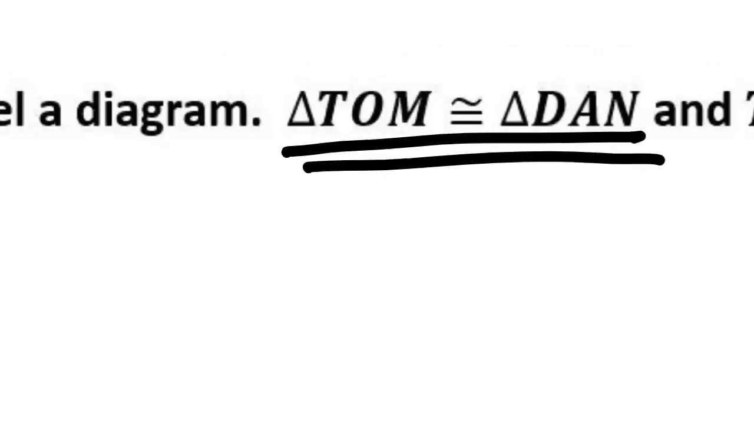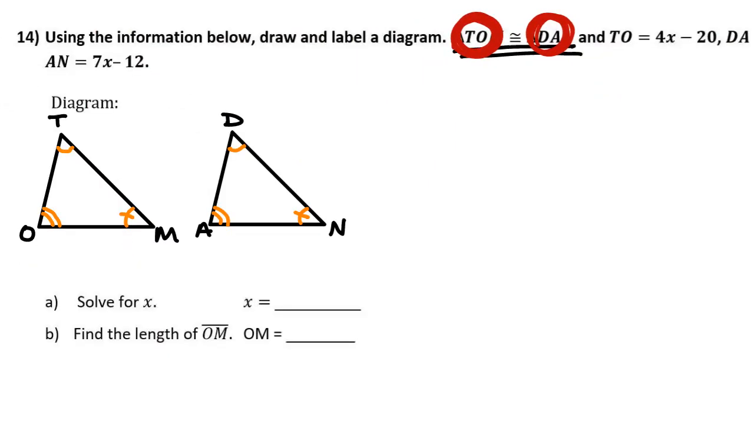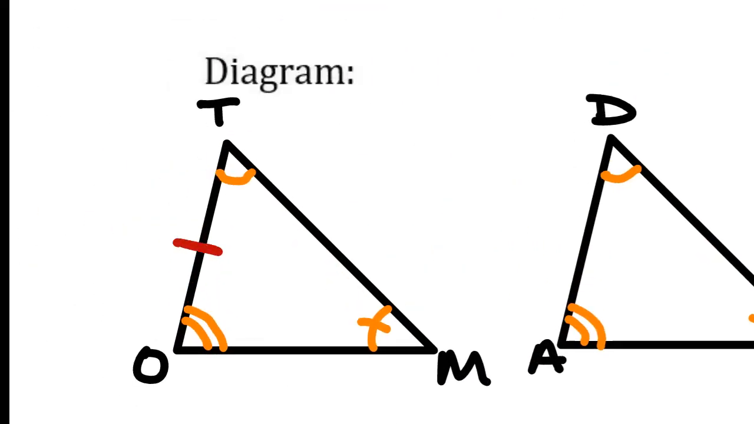Remember, the triangle congruent statement doesn't just tell me about angles that are congruent. It also tells me about sides. When I look at the first two letters here, that would be side TO. That corresponds to what on the other triangle? DA, first two letters. So TO and DA are congruent to each other.